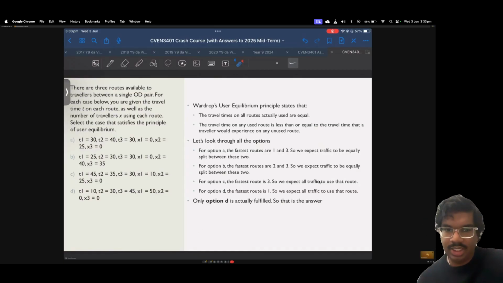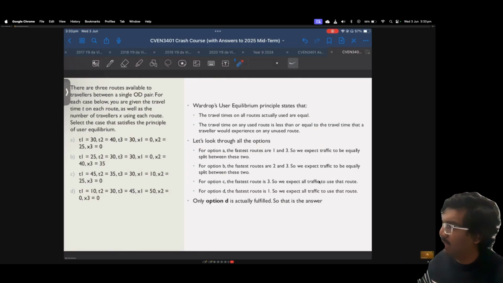Finally, with option D, we obviously know it has to be option D because none of the others were right. Route 1 takes 10 minutes, route 2 takes 30 minutes, route 3 takes 45 minutes, 50 people use route 1, and no one's using the other 2. That's finally what we want. Everyone's using route 1 because route 1's the fastest. So a better way to phrase this question is: which one makes the most sense? Which one is going to keep people happiest? Obviously, it's the one where everyone's using the fastest route.